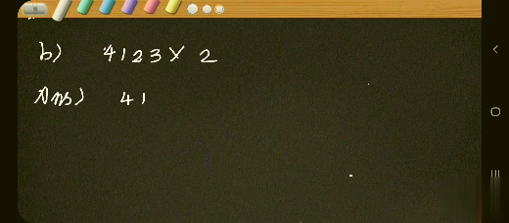4123 into 2. How to do this? Answer. 4123 into 2. Can you say which numbers have to be multiplied first?